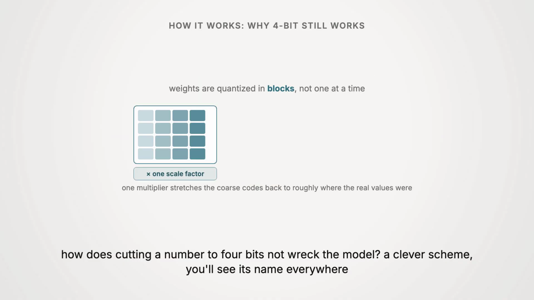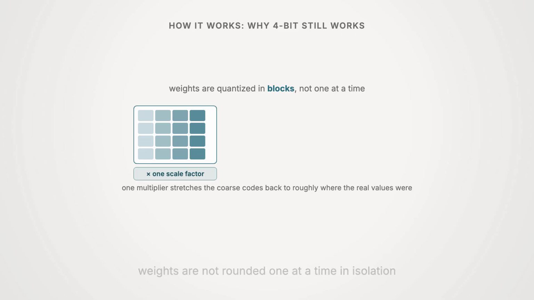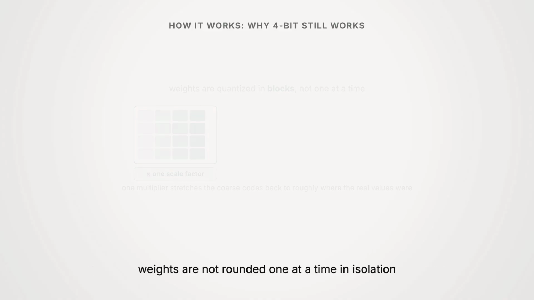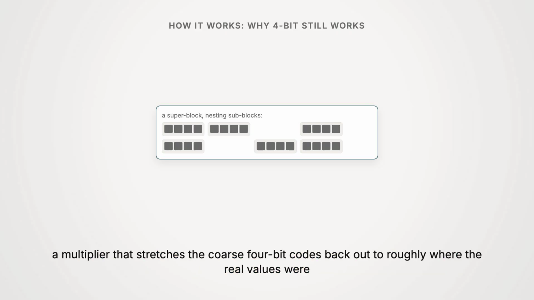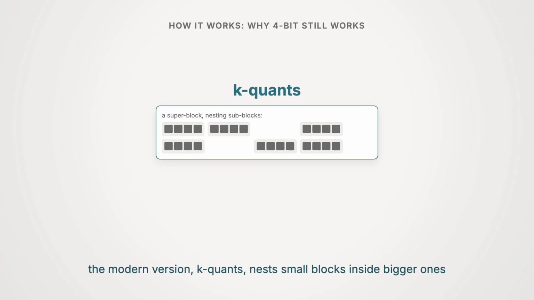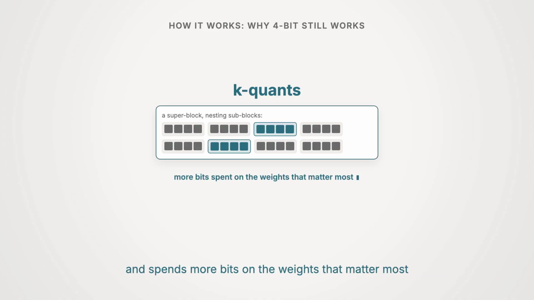You might reasonably ask, how does cutting a number down to 4 bits not wreck the model? The answer is a clever scheme, and you will see its name everywhere. Weights are not rounded one at a time in isolation. They are quantized in blocks. Each block shares a single scale factor, a multiplier that stretches the coarse 4-bit codes back out to roughly where the real values were. The modern version, called K-quants, goes further, nesting small blocks inside bigger ones and spending more bits on the weights that matter most.